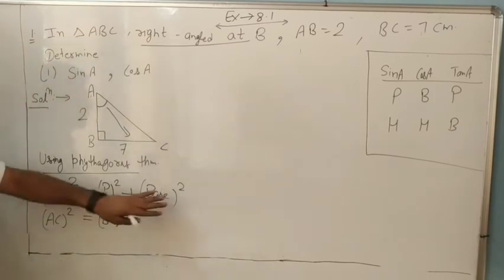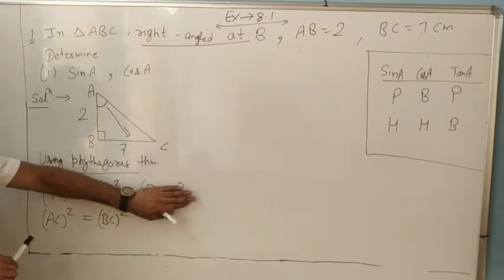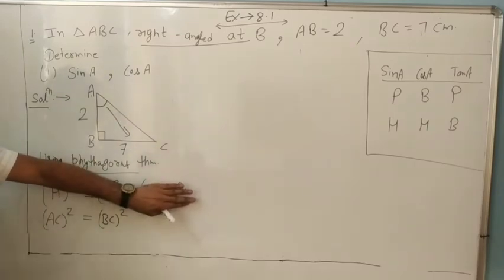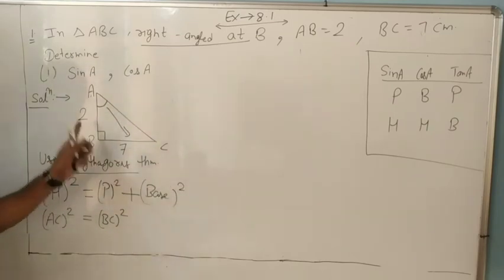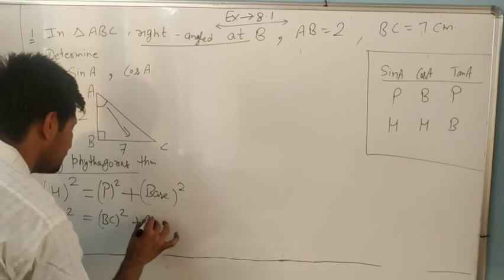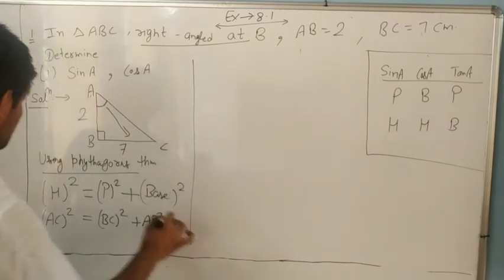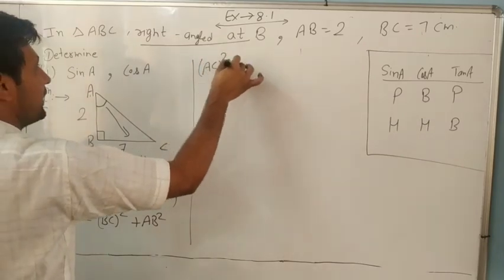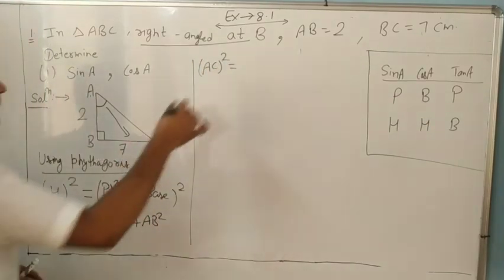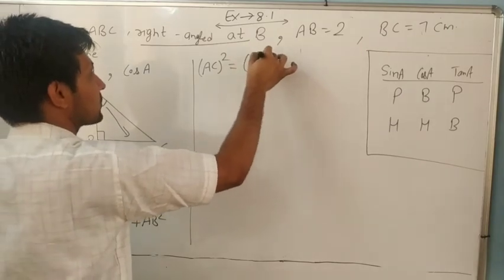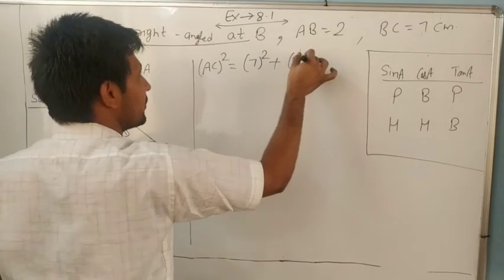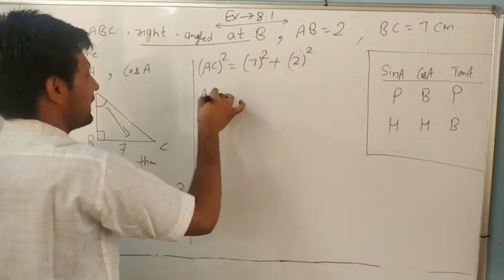Otherwise, there is no need to write perpendicular. You can write directly using Pythagoras. Hypotenuse square, AC square, is equal to the sum of the squares of the other two sides, BC square plus AB square. Look now. AC square we want to find is equal to BC, BC is 7 square, plus AB, AB is 2 square.